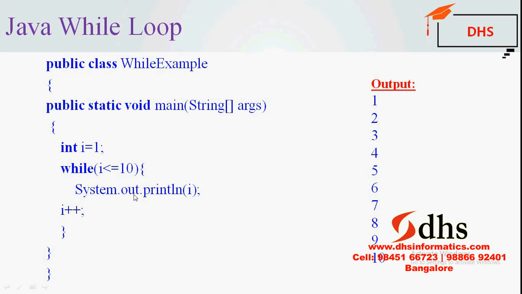But in real time, whenever we are using a while loop, we will be using it for a result set. Whenever we are going to fetch some information from the database, we will be using a while loop to check whether that result set will be having some information or not. So like this, we can use a while loop.